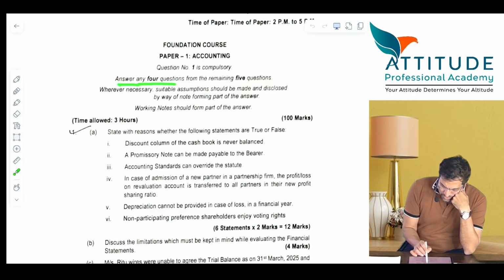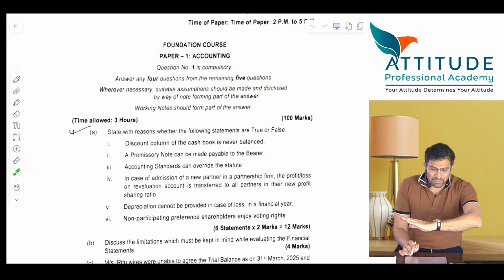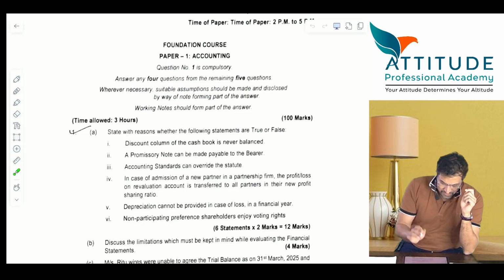Answer any 4 questions. Question number 1 is compulsory. Answer any 4 questions from the remaining 5 questions. Okay? Anyway, if time permits, we'll solve all 5. We will see the time. Okay, it is now 5:30. We'll see what time it will take and whether we'll be able to finish within time or not. Is that clear? Okay, shall we start?